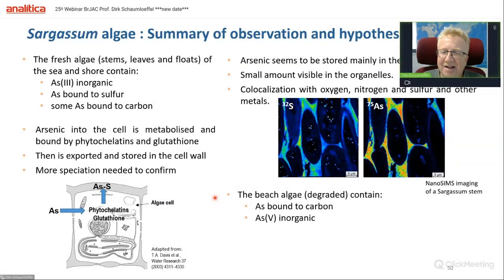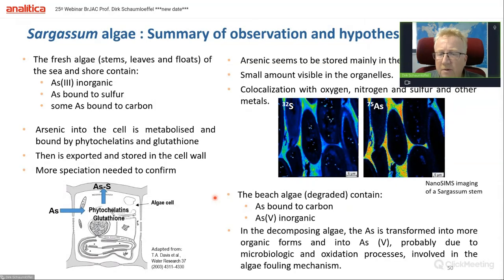And the beach algae contain more degraded arsenic bound to carbon. Probably in the decomposing algae, the arsenic is transformed into more organic forms, maybe due to microbiological processes involved in the algae fouling mechanism.